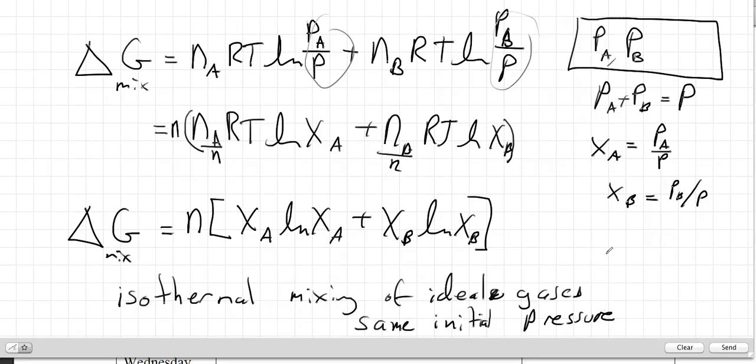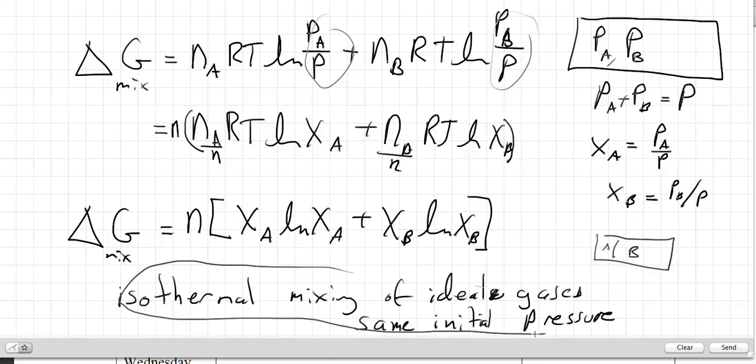Because just to remind yourselves what it looked like at the start, we had differing amounts of A and B, and so this one spread out more than this one did. But their initial pressures were the same, right? Because remember, this is a movable barrier. So if we have gases at the same initial pressures, separated, and we allow them to mix, the delta G we get is this. And it turns out we're going to be able to adapt this to solutions, which is what we'll do in the next screencast.